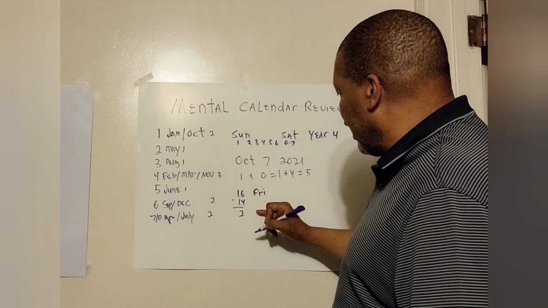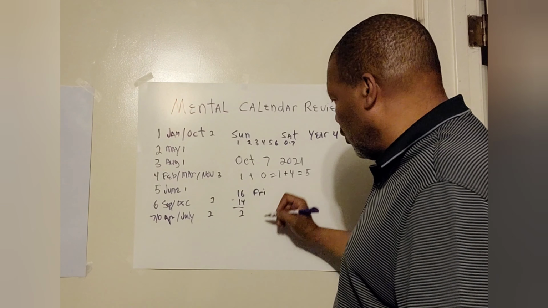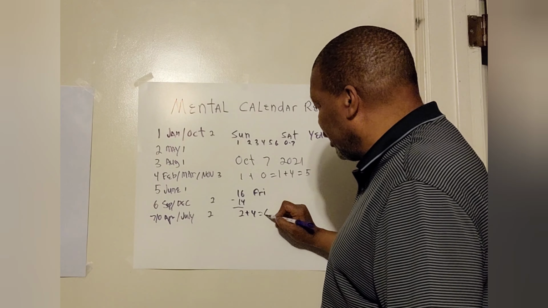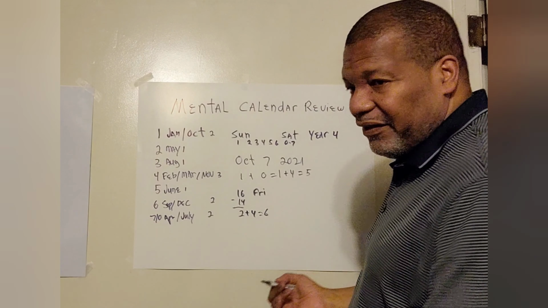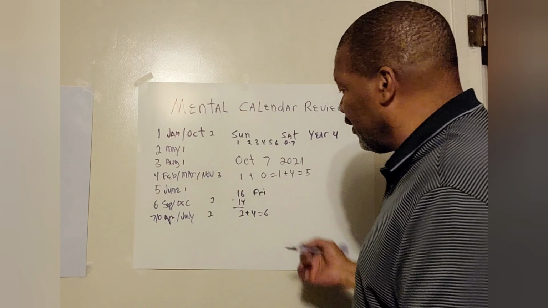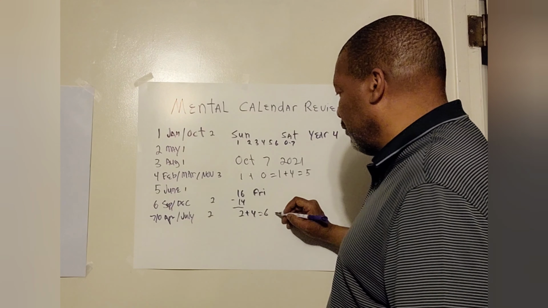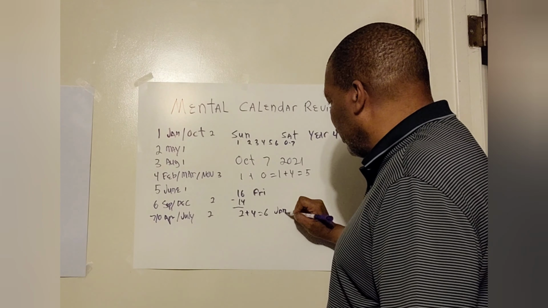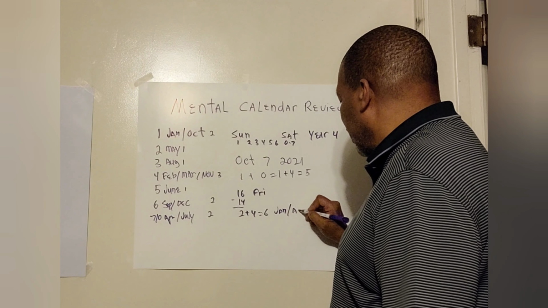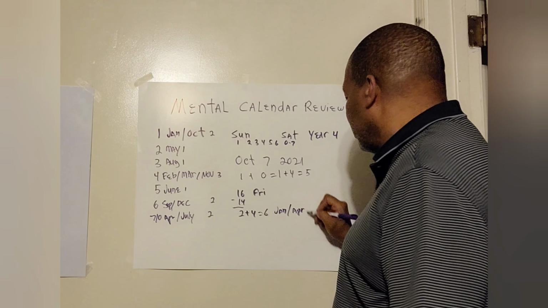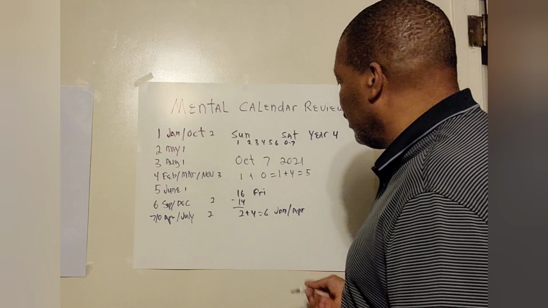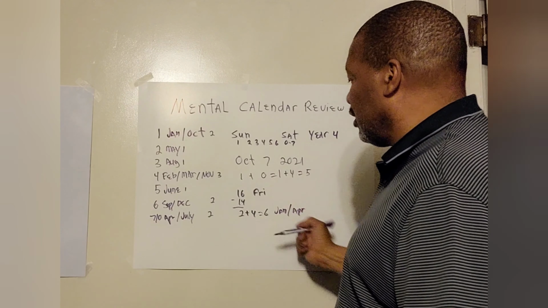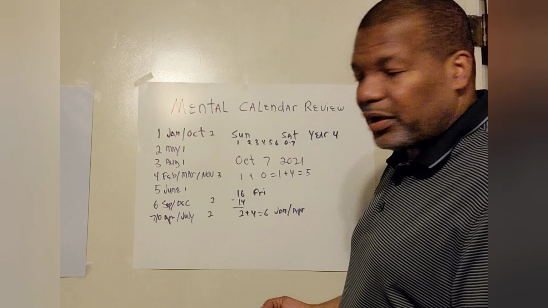Now you're going to add the year code, which is 4. So it's going to be plus 4, and that equals 6. So therefore, you don't have to add anything. You have to find a month that has a 0. And the months that have a 0, there are 2 of them. That would be January and April. So in January and April, the 16th was on a Friday. That's how it works.